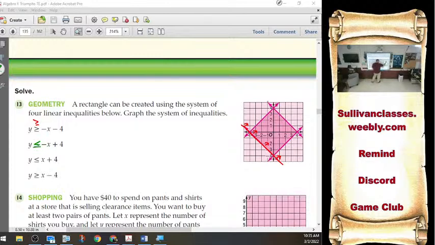-x plus 4 is this line. And it says y is less than or equal to. So I shade below. The next one says x plus 4, so start at 4, positive slope. That one says it is below the line. Make my little arrows showing below the line. One more time. Says y is greater than or equal to the red line, so I shade above it.